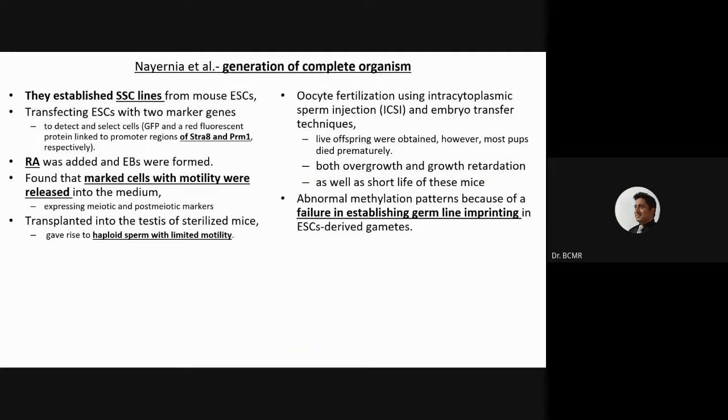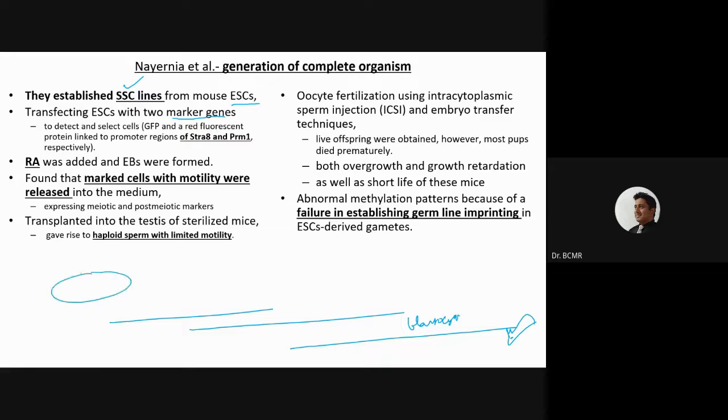So in the previous ones we have discussed going from embryonic stem cells to sperm-like gametes to produce the blastocyst. Here is research to show that it can produce a complete organism with a mouse. So they have established cell lines from mouse embryonic stem cells, and then transfected two marker genes. Again, transfection, when you say, you are putting a gene in like this.